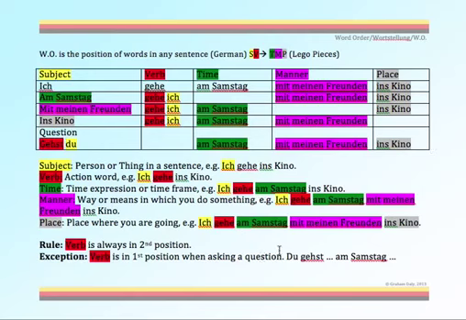Or swap positions. Okay, so what I want you to do now is look through your copybook or your German textbook and find a couple of examples, write them down, and color code the sentences according to subject, verb, time, manner, place. And then come to class or have examples ready so we can discuss. Thank you.